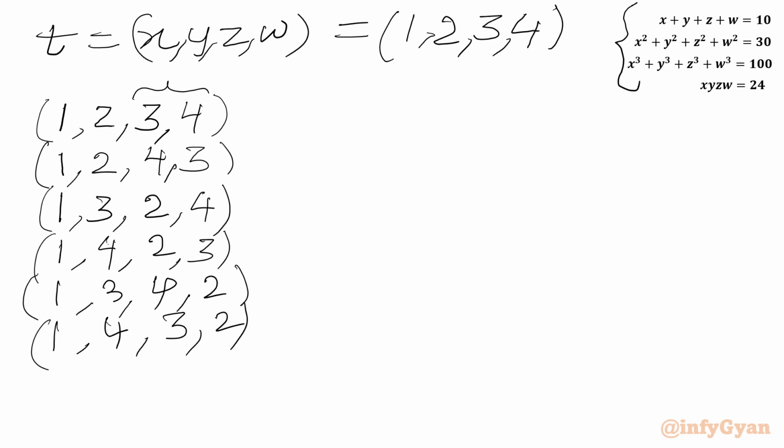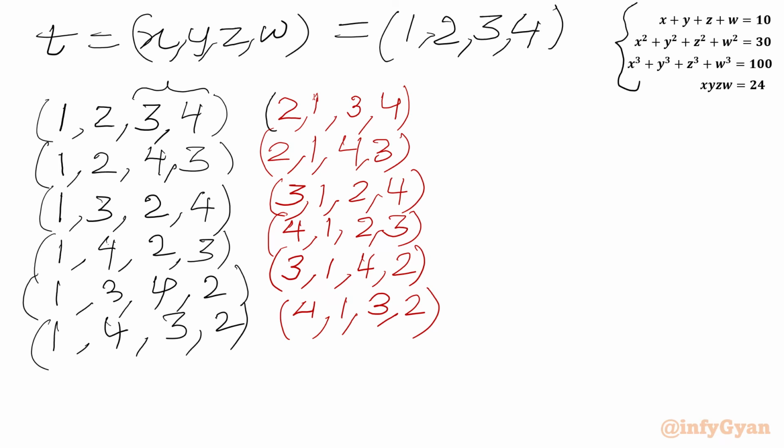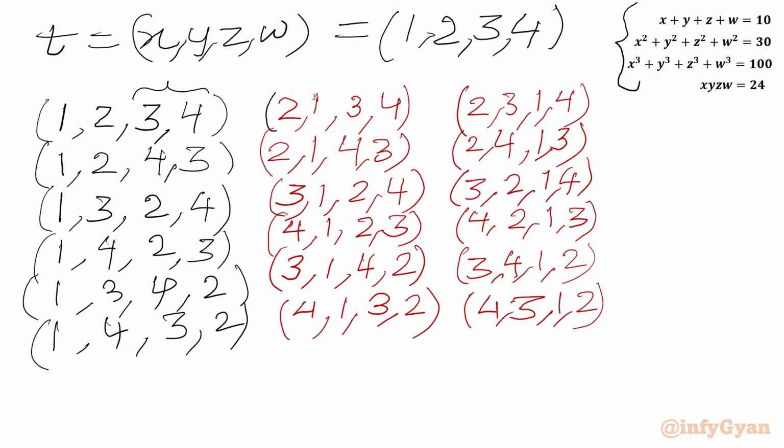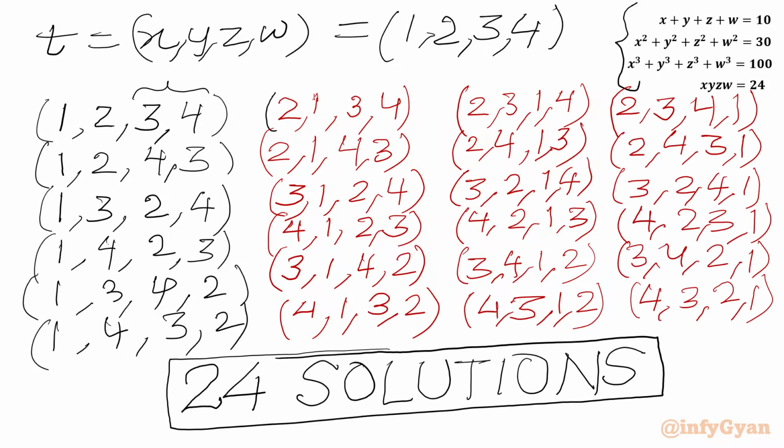Now I will write the next 6 by putting 1 in column 2. Now we can write the next set of 6 solutions by putting 1 in column 3. Here it is. And the last set of 6 solutions would be with 1 in the column 4 position. Let me write. Here it is. So we have a total of 24 solutions.